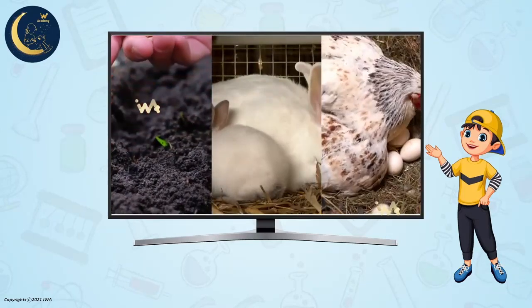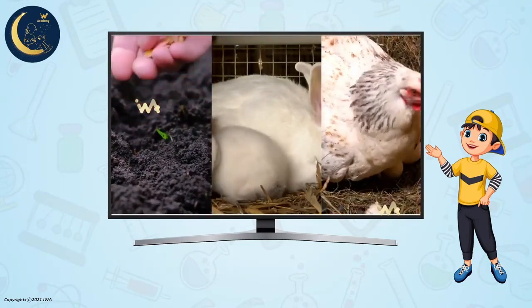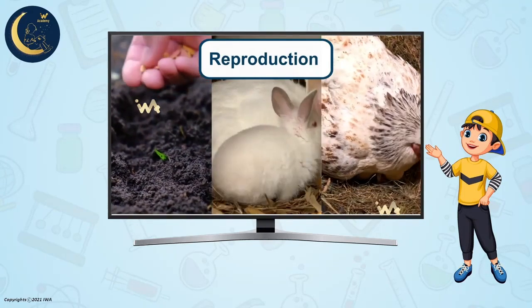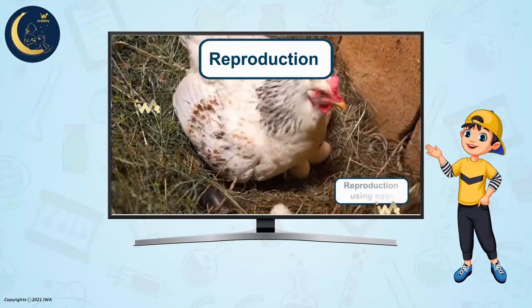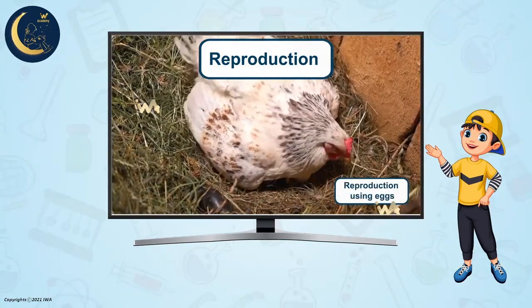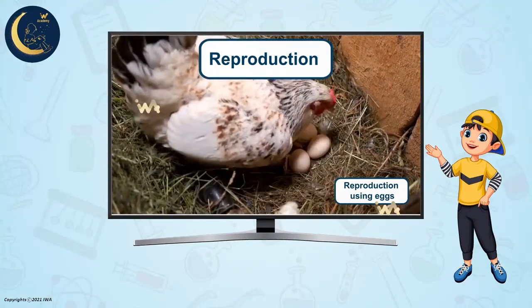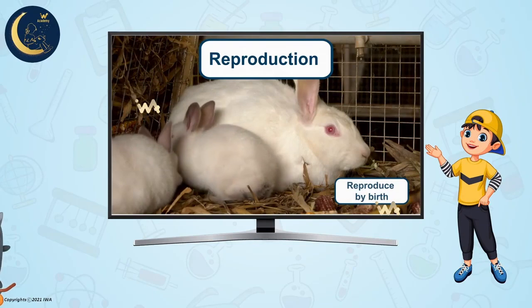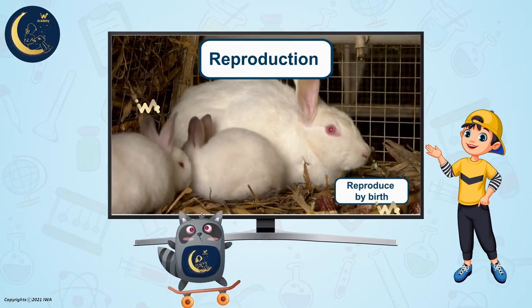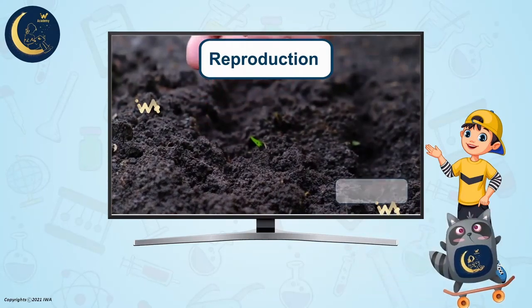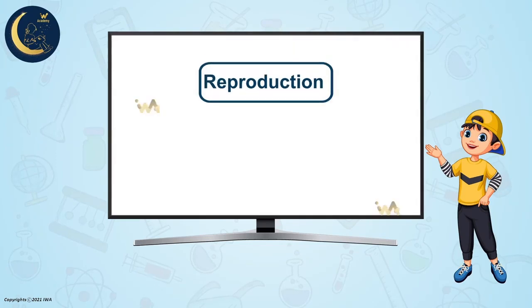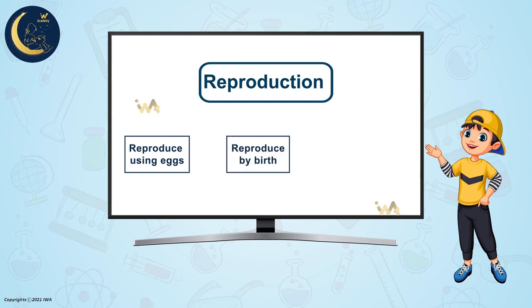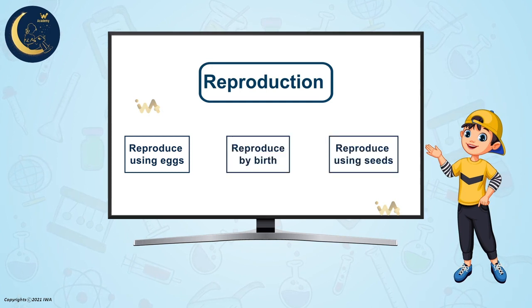In addition to living organisms being able to grow, living organisms are also able to produce new individuals, but they differ in the methods of reproduction. We see that some animals reproduce using eggs, such as chickens, and some reproduce by giving birth, such as rabbits. But plants, my friends, reproduce using seeds. So, we have animals that can reproduce using eggs and other animals that reproduce by giving birth, but plants reproduce by using seeds.